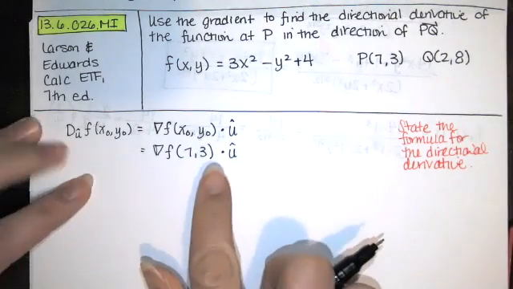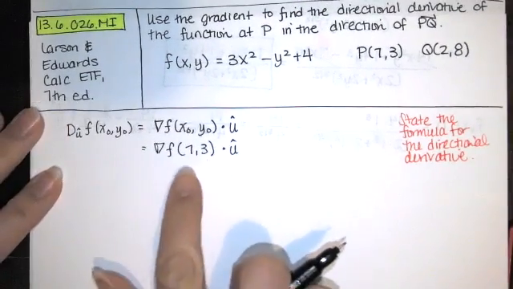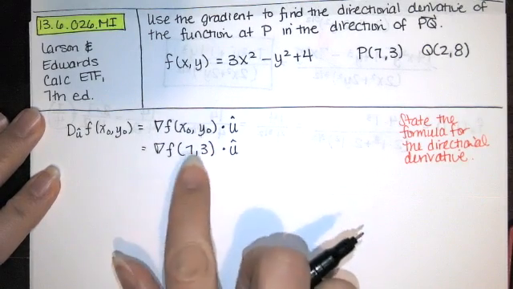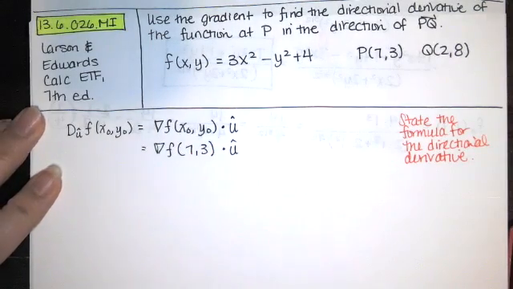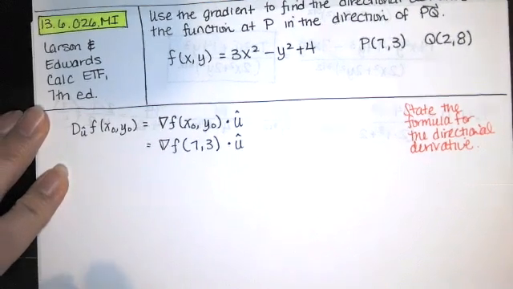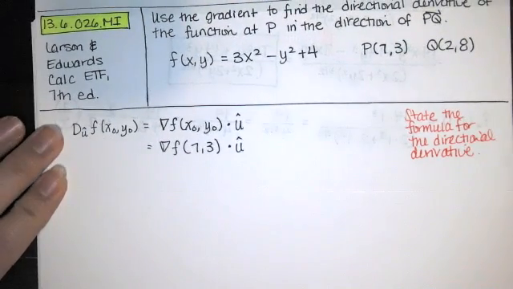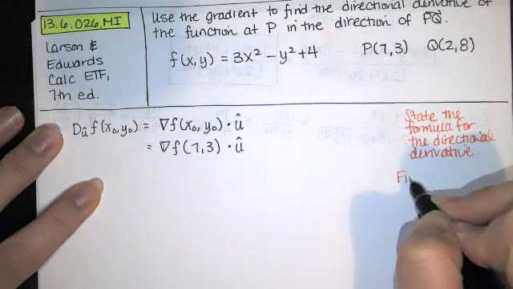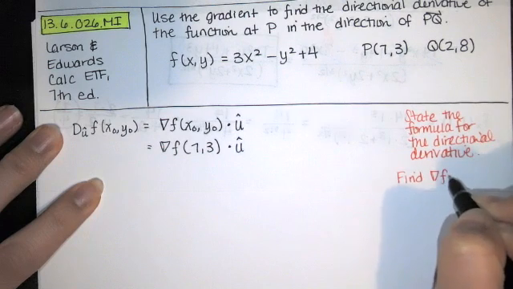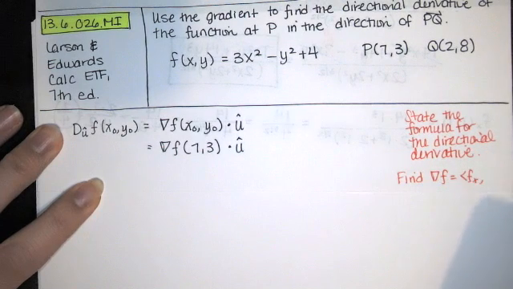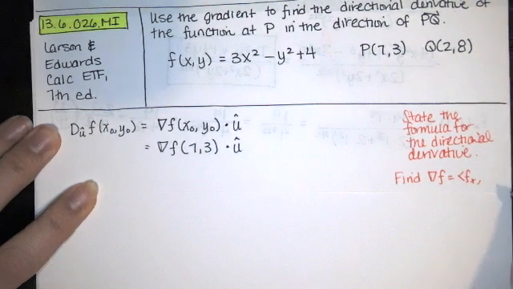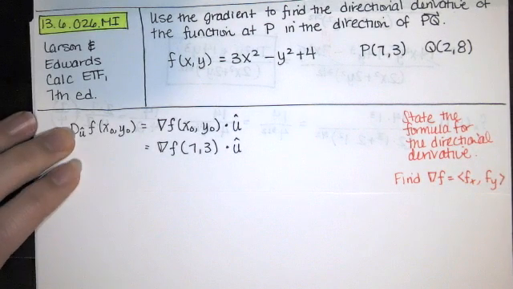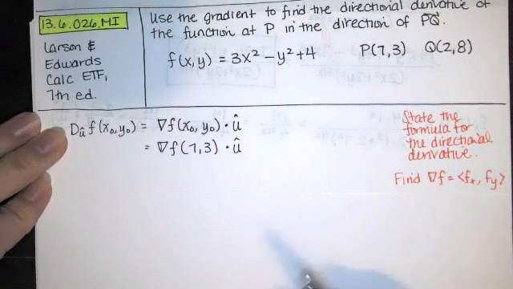To start, we can do either one of these first. You can find the gradient and then plug in 7, 3, or you can find the unit vector. Either way is fine. And then once you find both of those vectors, we're going to dot them. So I'm going to find the gradient first. Remember, the gradient of f is a vector. If f is a function that depends on two variables, the gradient has two components.